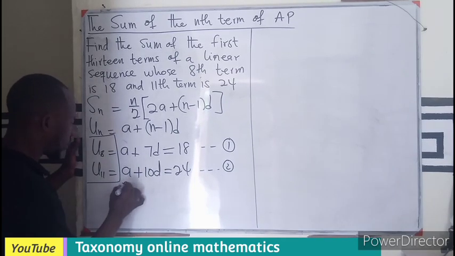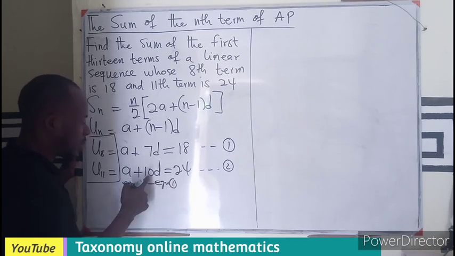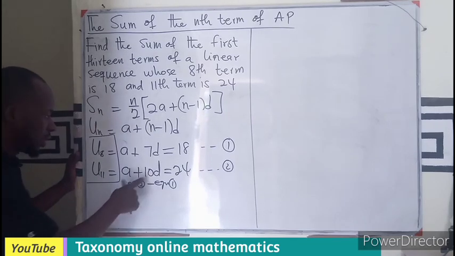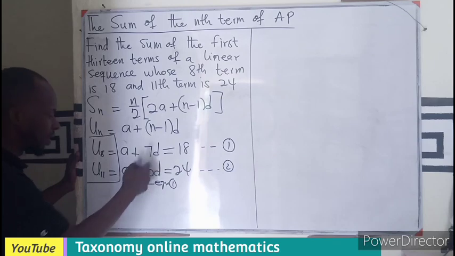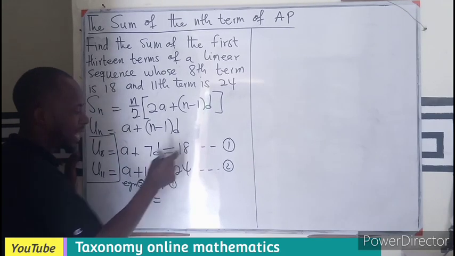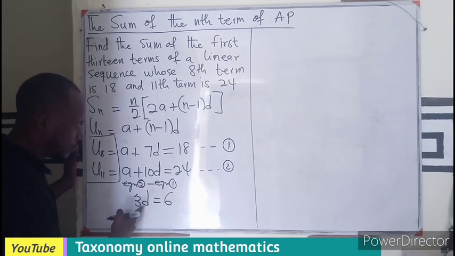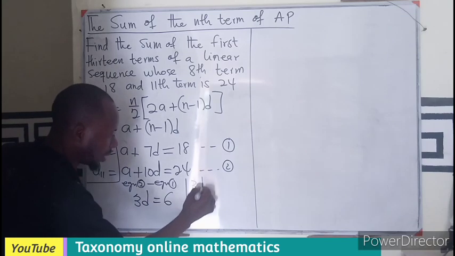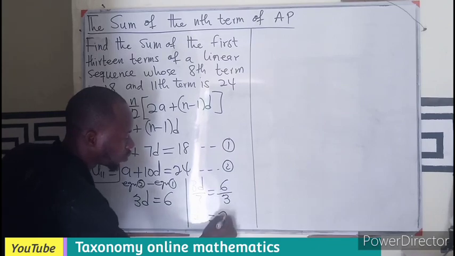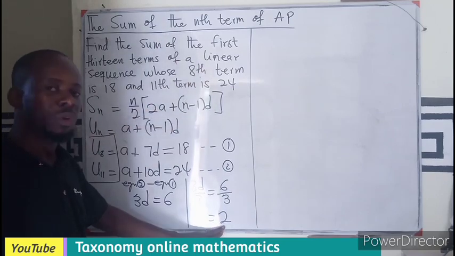So equation 2 minus equation 1, because this is bigger than this, so I need a positive value. A minus A will be 0. 10D minus 7D will give us 3D equals 24 minus 18. I believe that will be 6. So we need to find D. 3D over 3, 6 over 3, D equals 2. Meaning the common difference of our sequence is going to be 2.